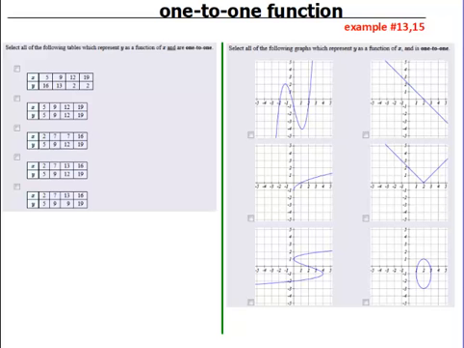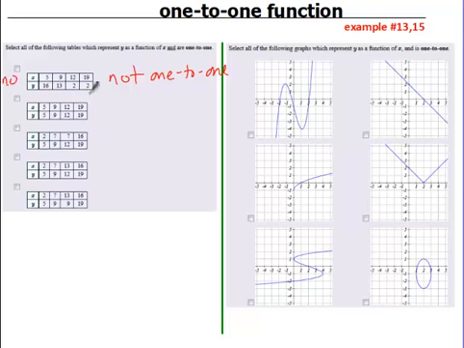So if you look at this first example right here of these tables, do you think this represents a one-to-one function? Okay. There's no repeated inputs, so is this a function? It is a function. Okay. Are there any repeated outputs? Yes. Do they come from or derive from different inputs? Yes. Therefore, this is not one-to-one. Okay. It is a function, but it's not a one-to-one function. Okay. So this one would be no.